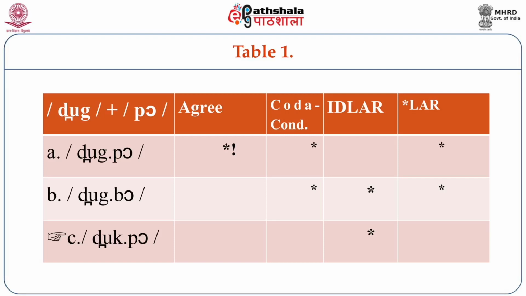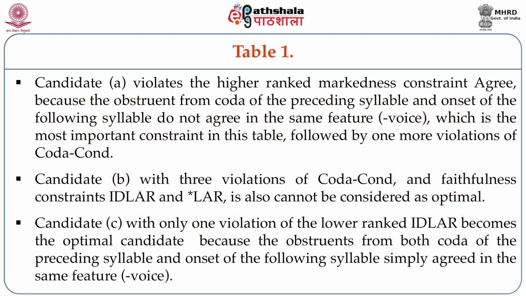We have got three candidates here: candidate A, Dukpo, candidate B, Dukbo, and candidate C, Dukpo. The winner is C. So how can we make this the winner? It depends on the ranking of the constraints in the tableau. The highest ranked constraint should be placed in the leftmost column of the table, and the lowest ranked constraint in the rightmost column. The star mark means it violates, and one star with an exclamation mark is a critical violation. Candidate A violates the AGREE constraint, which is a critical violation. It also violates CodaCondition and *Laryngeal.